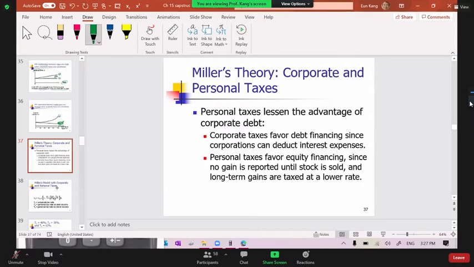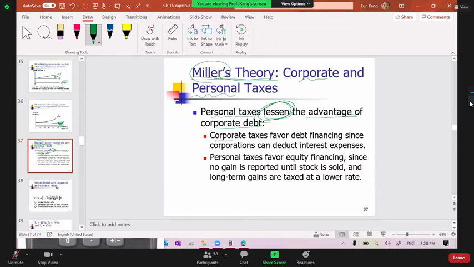And then finally, Miller is younger than Modigliani, and Modigliani may be told, and Miller has another paper in which he includes personal taxes, not only corporate tax, but personal taxes. Then with personal taxes, this is the conclusion: it lessens the advantage of corporate debt.